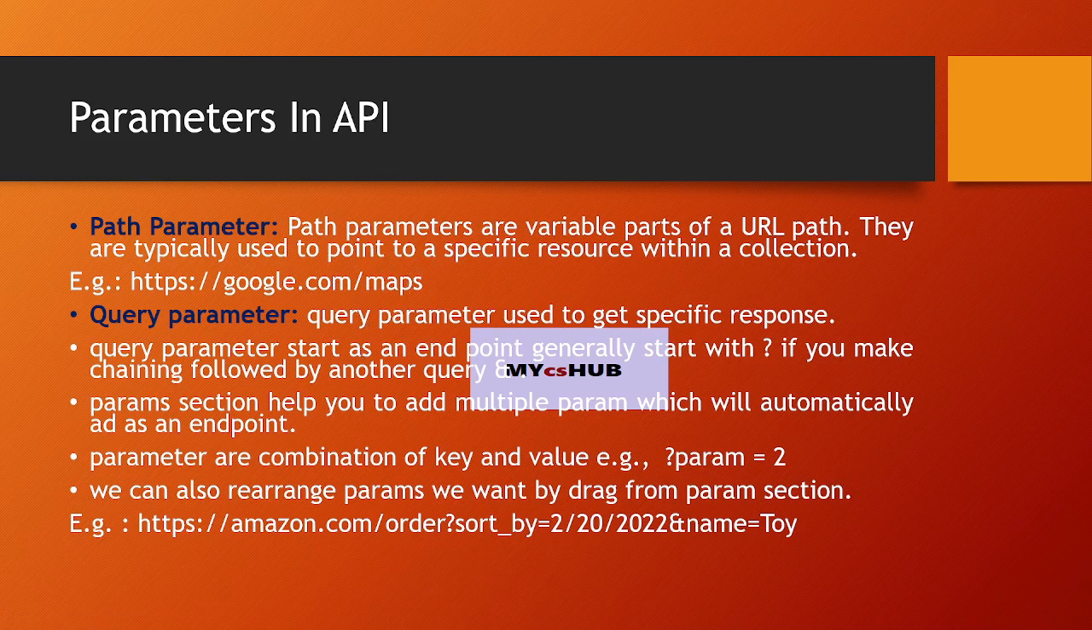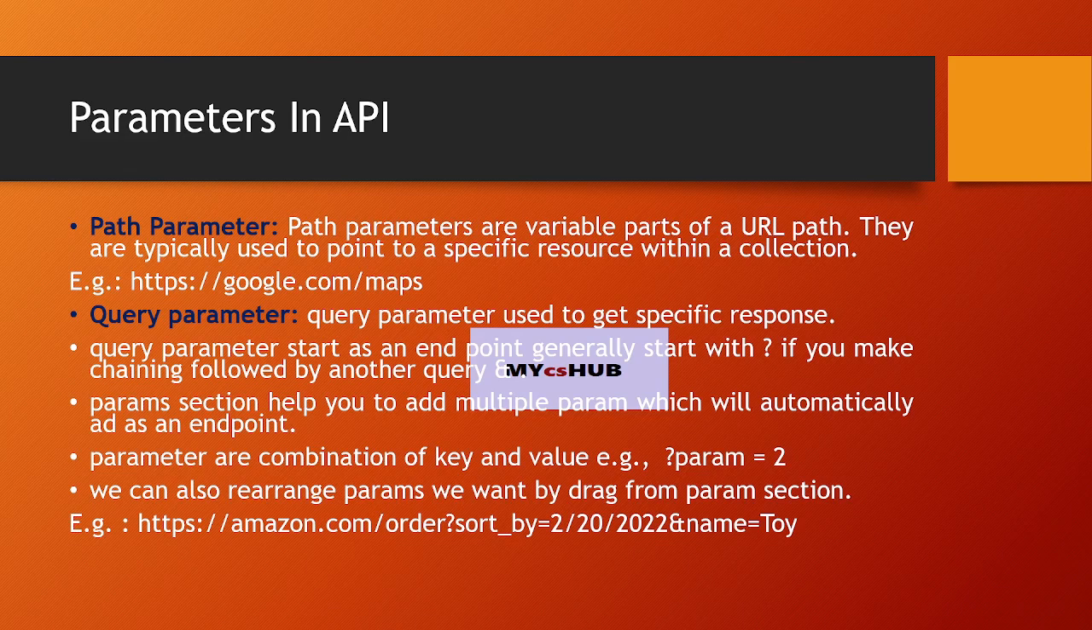Thereafter, we have query parameters. Query parameters are used to get a specific response. Query parameters in an endpoint generally start with a question mark. If you make chaining followed by another query, then we have to use the AND operator. So the params section helps you to add multiple params, which will automatically be added to the endpoint.